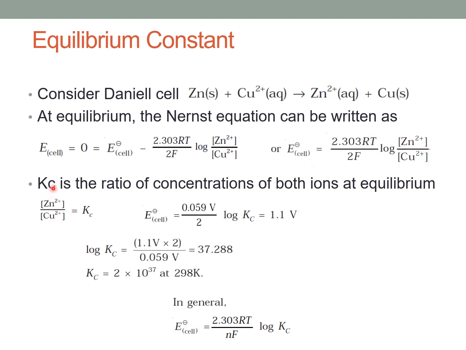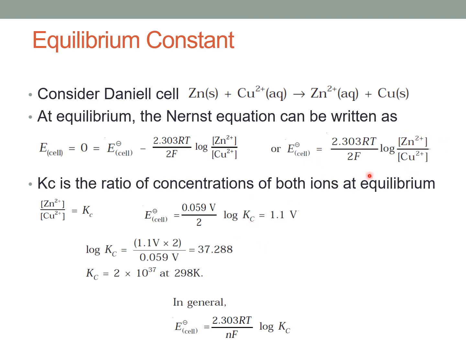So Kc, you know, is the reaction equilibrium constant. It is the ratio of the concentrations of both ions at equilibrium. I have only two ions here, zinc 2 plus and copper 2 plus. Their concentration ratio, that is zinc 2 plus by copper 2 plus, is called Kc. So you substitute here, instead of zinc 2 plus by copper 2 plus, Kc.